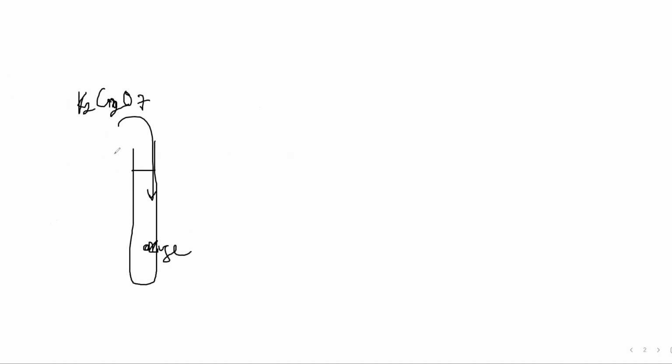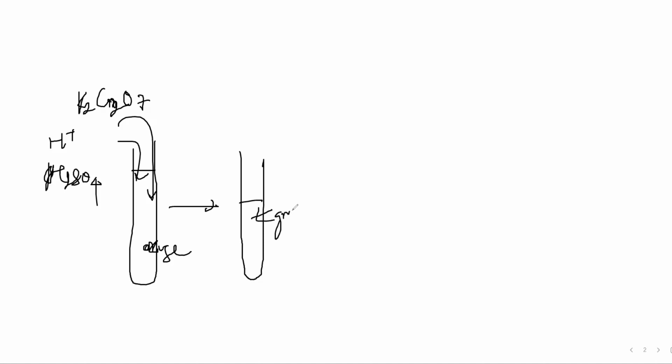Now, if I want to do this in the lab, I take alcohol in a test tube, then I add K2Cr2O7, which is orange in color. I also acidify the solution, so I add H+, that is H2SO4. With time, the observation I'll see is that it will turn green. I added Cr2O7 2- ions, so green confirms that it now has chromium ions in it.